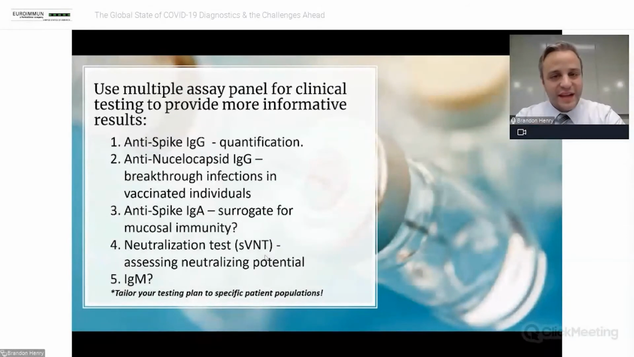IgM is often asked for by clinicians because I think they're used to seeing IgM on their serology test, but overall, it's very hard to interpret IgM as a result because it has only mild protection and rather rapid decay. So overall, I think you really need to tailor your testing plan to the specific patient populations that you're working with. You may have to have multiple panels, multiple offerings, to best provide for specific patient groups.